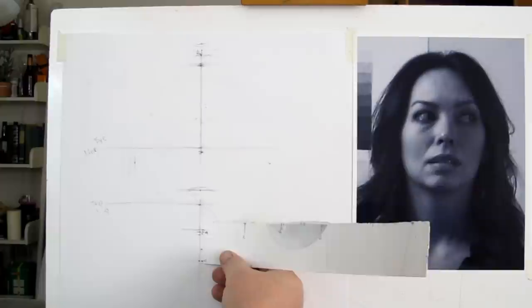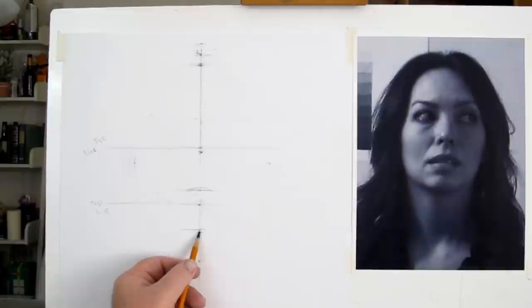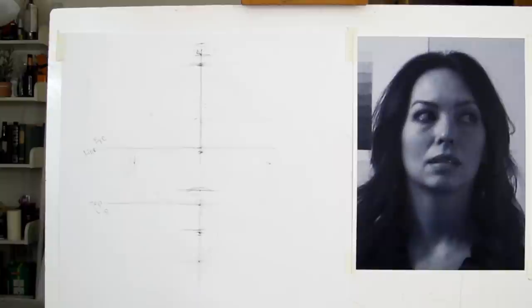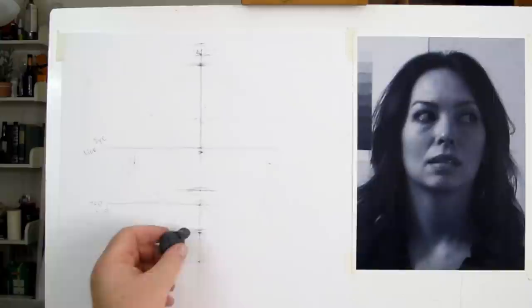Now this is just above there. This is the bottom of the lip. What I was trying to do was find that this distance here comes just barely above the top of the lip, and it does, right about there. And so that's what we're looking for. So this is going to be the bottom of the mouth.